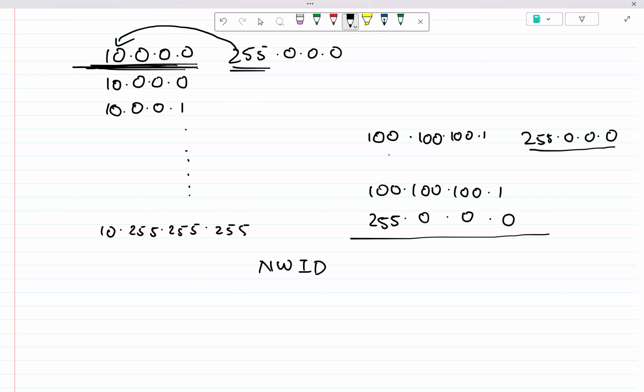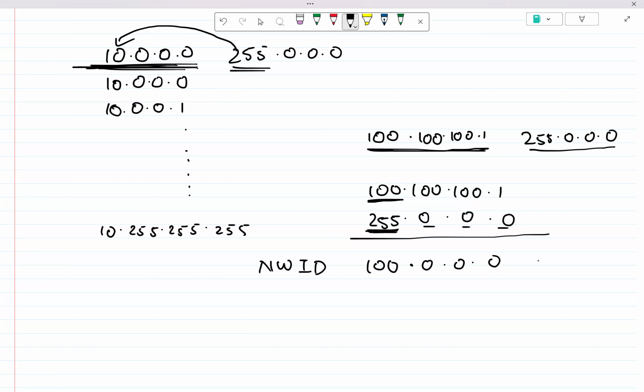10.0.0.0 is the network ID. Now, for this IP address, what is going to be the network ID? You're supposed to write that down. Okay. Now, when you're finding the network ID for this IP address, what you can do is wherever there is 255, write that corresponding number as such, or copy that number as such. And wherever there is 0, write 0.